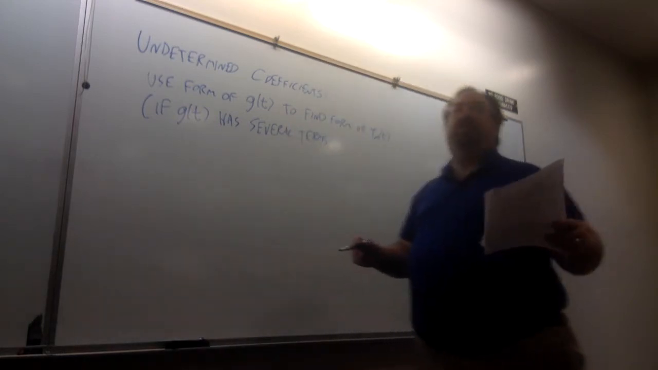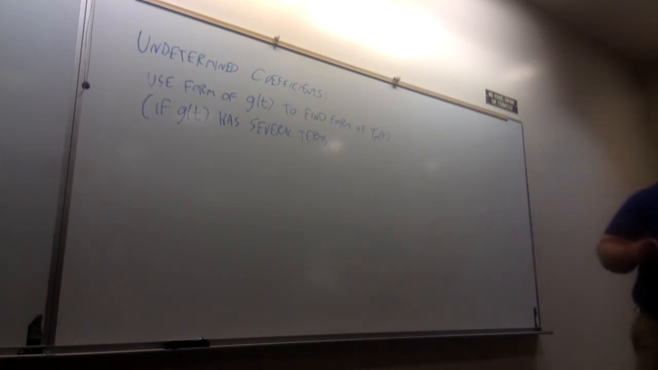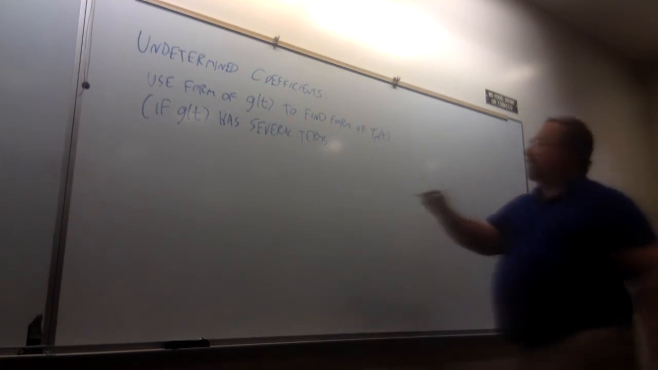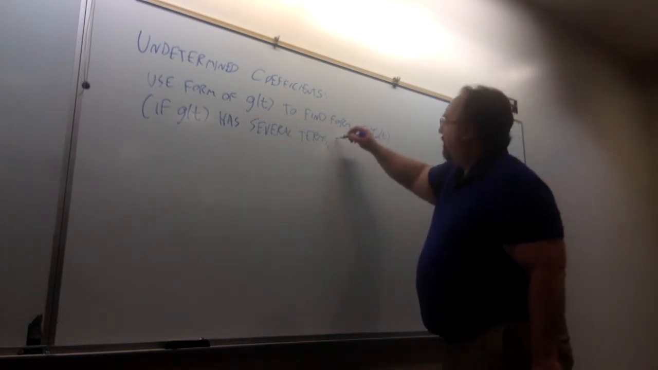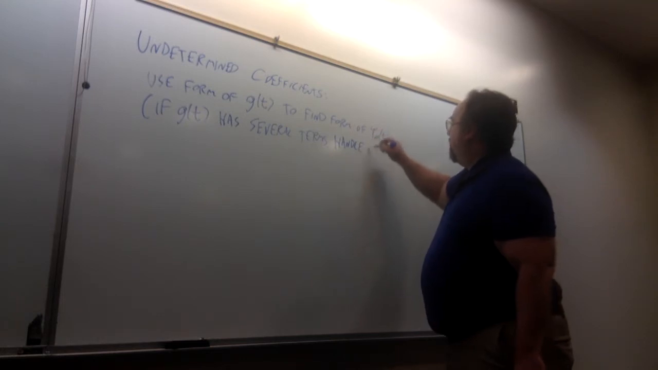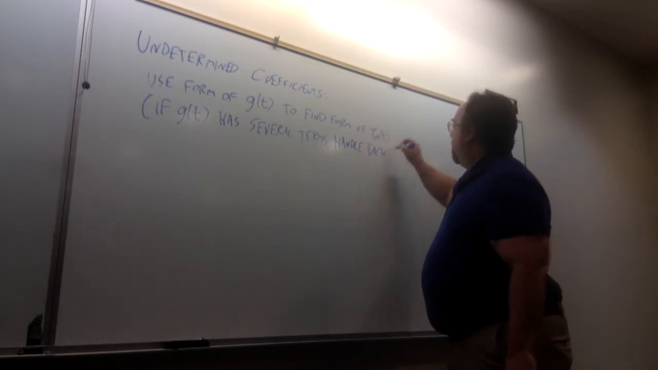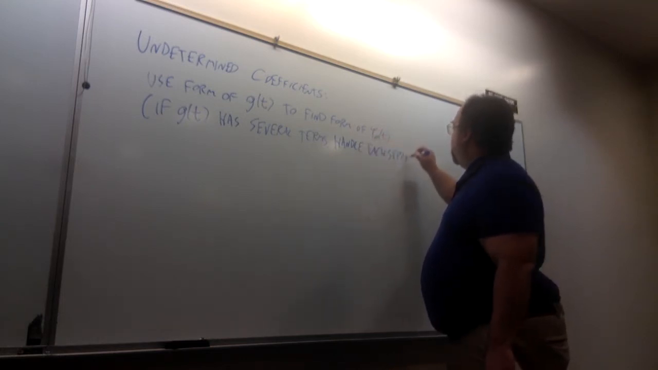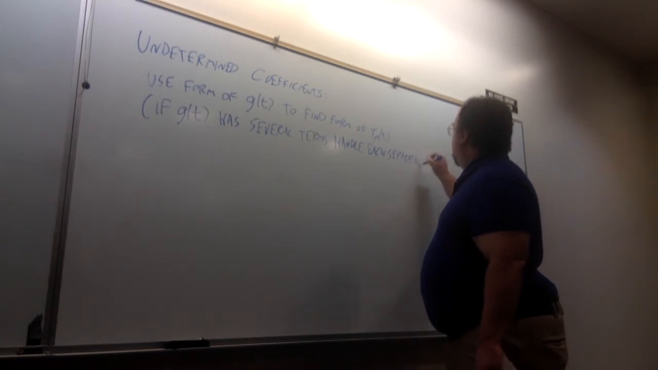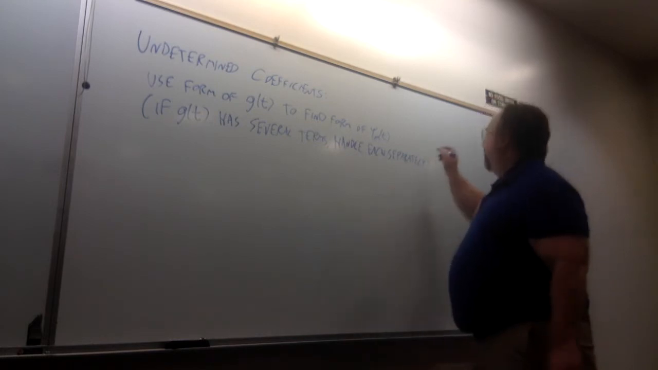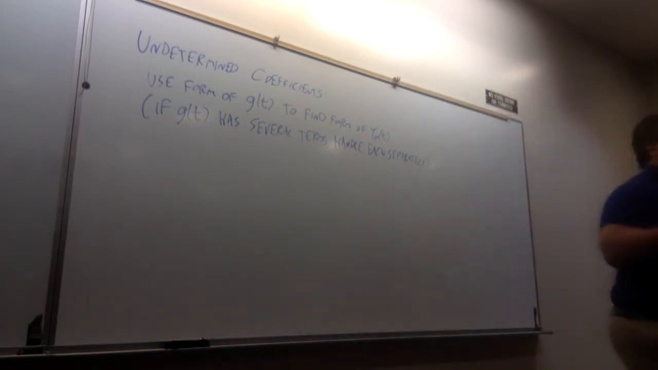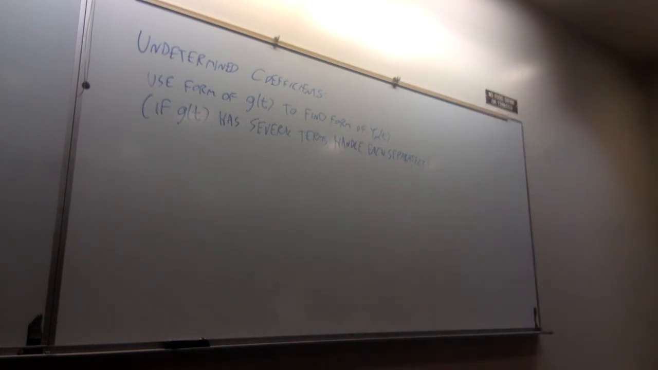for instance, g of t would be e to the t, plus t squared, plus sine t. If you have several terms, you can consider them separately. So this chart I'm going to make will have only one term in g. You figure out what a particular solution looks like for each term, and then you can add all those together. And that's what we'll see in examples I'll do later.